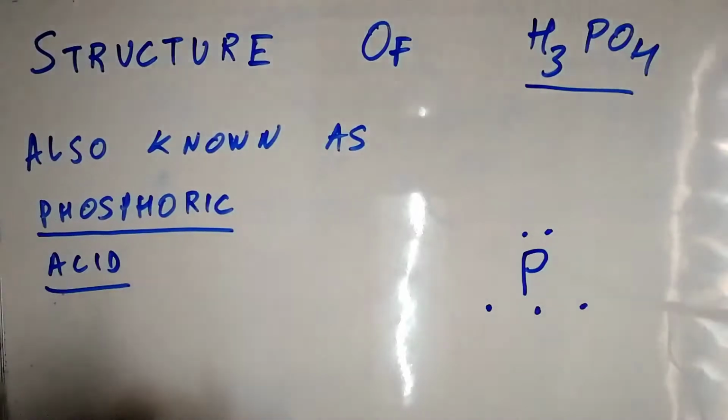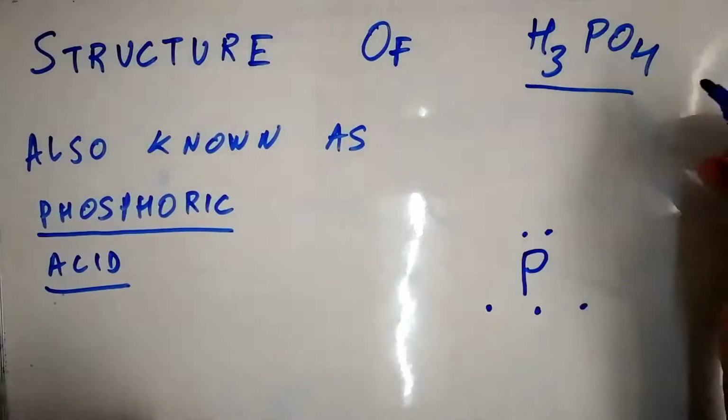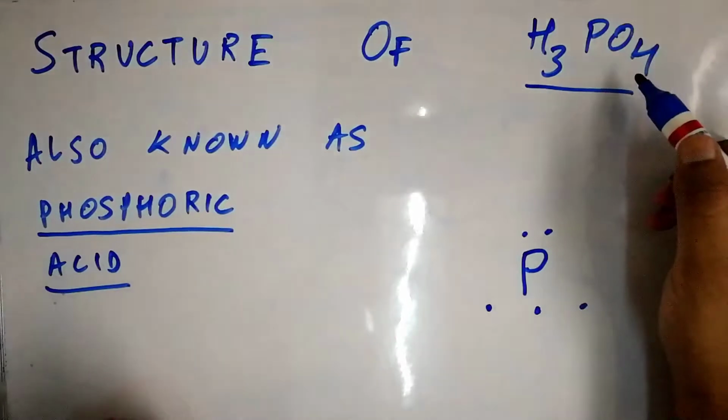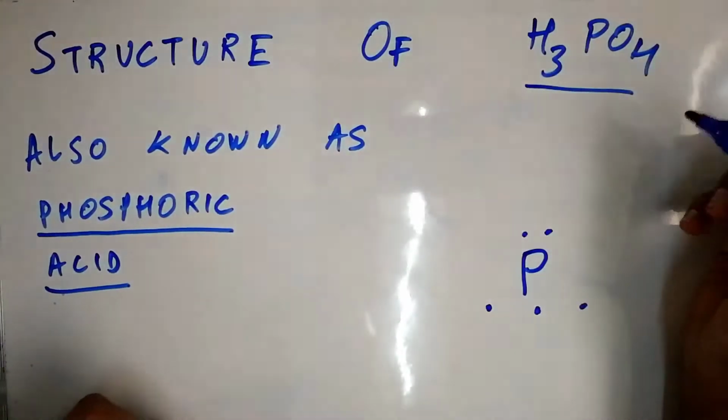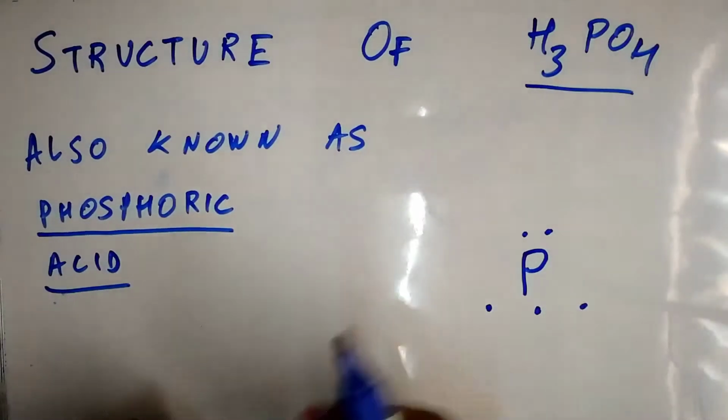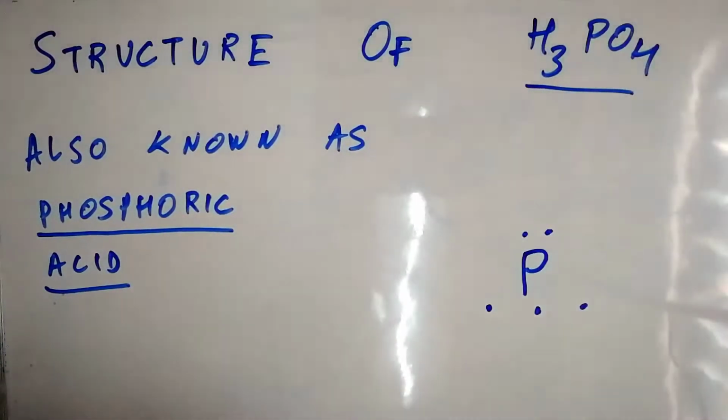And hydrogen has 1 valence electron. Now there are 4 oxygen atoms and there are 3 hydrogen atoms. Now how are we going to combine the remaining atoms, which are the hydrogen and phosphorus?